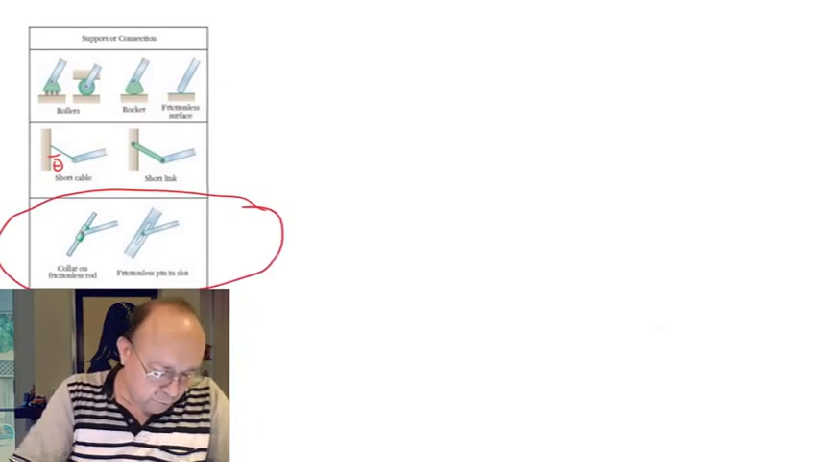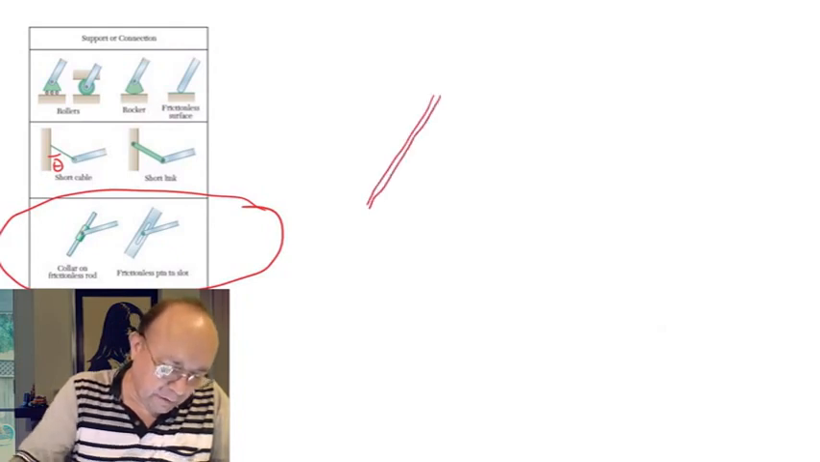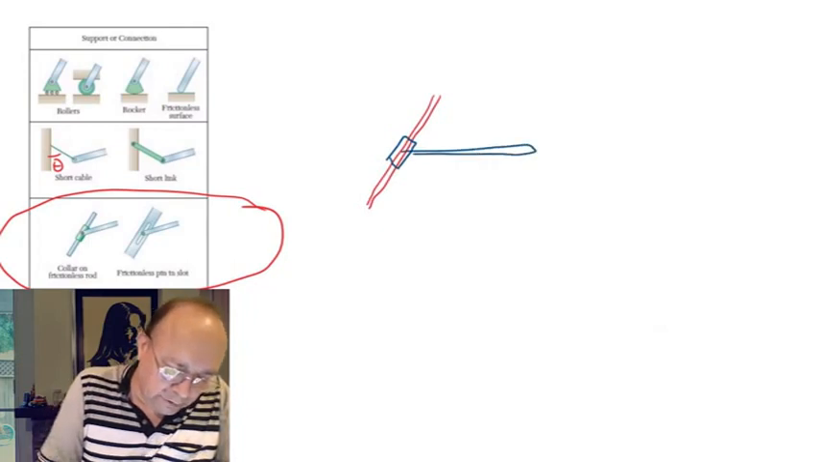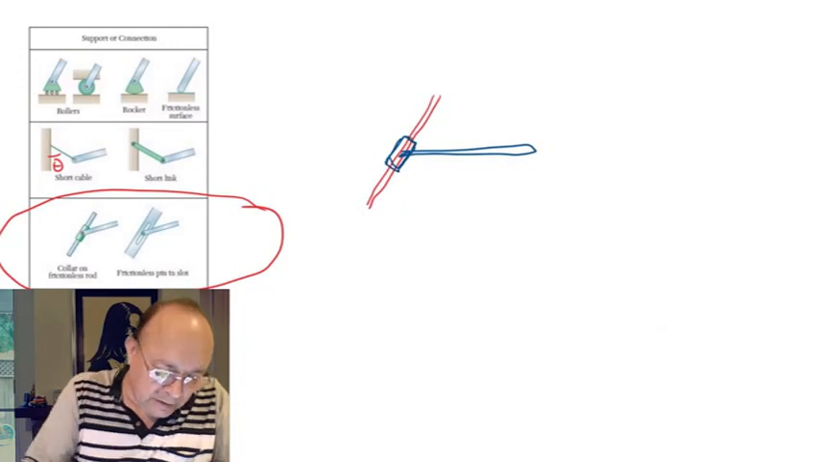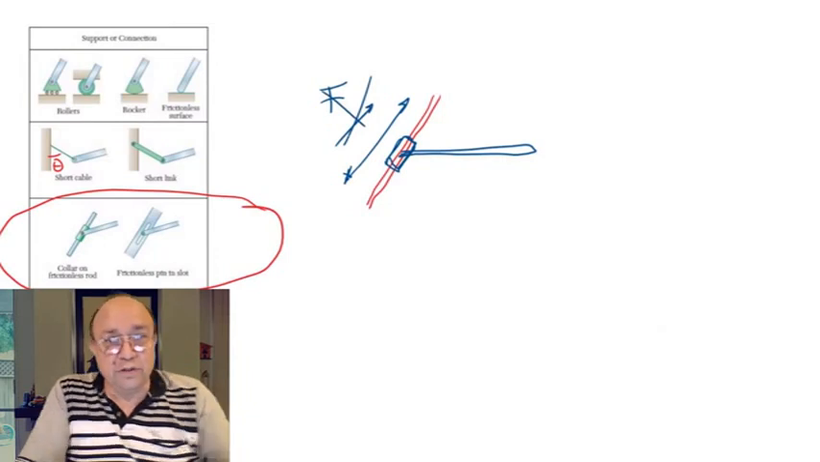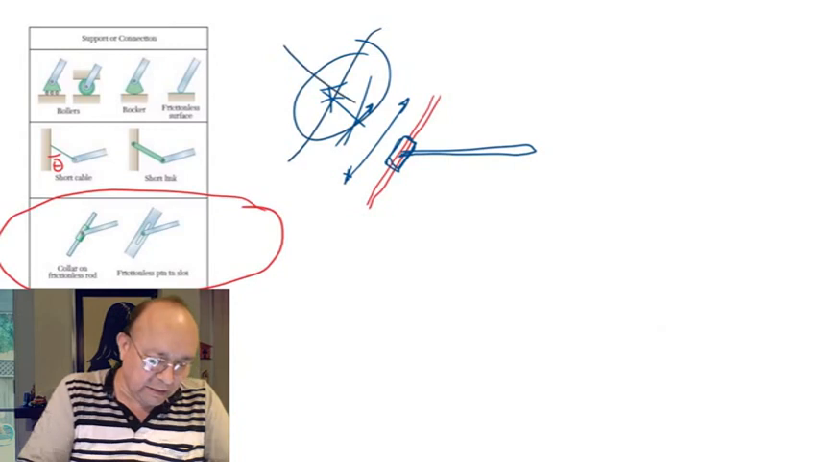What happened with this support? Let's see the collar. You have a collar like this, and then this. In this case, this collar can slide easily in the direction of the rod, so there is no force in that direction. There is no restriction to the movement in that direction. So this force doesn't exist.